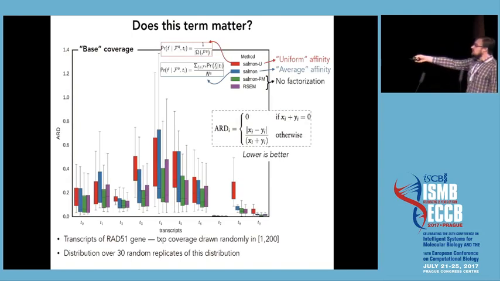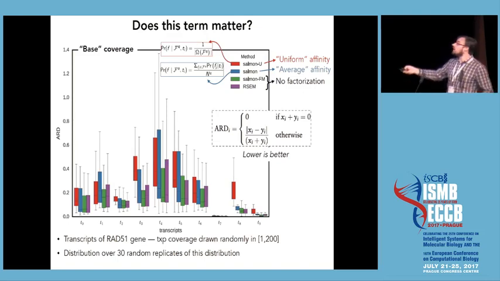So what we did is we took a multi-transcript gene here, RAD51, and we took 10 transcripts and we simulated reads coming from them, drawn from this uniform distribution, and we did this with the Polyester simulator. We did this experiment 30 times over so we could get a distribution of essentially relative differences. So here lower is better.